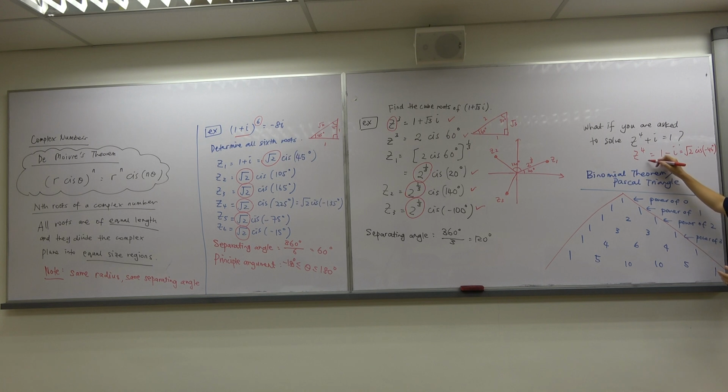I'll have to be applying De Moivre's theorem, where I should be writing root 2 cis negative 45 degrees to the power of 1 over 4. Work on this accordingly. That is when you will get your first root. And the separating angle for this case would be 90. Why? 360 degrees divided by 4 gives 90, right? So accordingly, you will get all your 4 roots, alright? So that is your De Moivre's theorem.